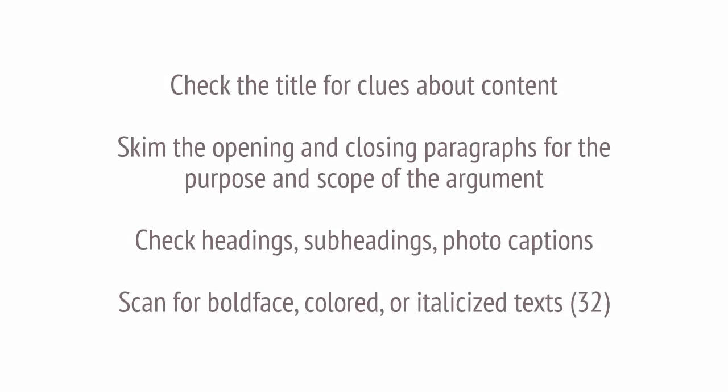Okay, let's recap skimming for context. You're going to check the title for clues about content. You're going to skim the opening and closing paragraphs for the purpose and scope of the argument. You're going to check headings, subheadings, and photo captions. And you're going to scan for boldface, colored, or italicized text. Work smarter, not harder.